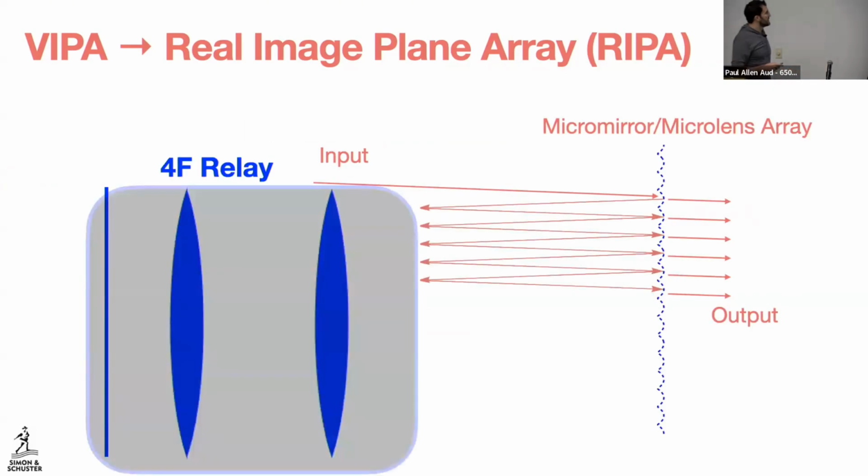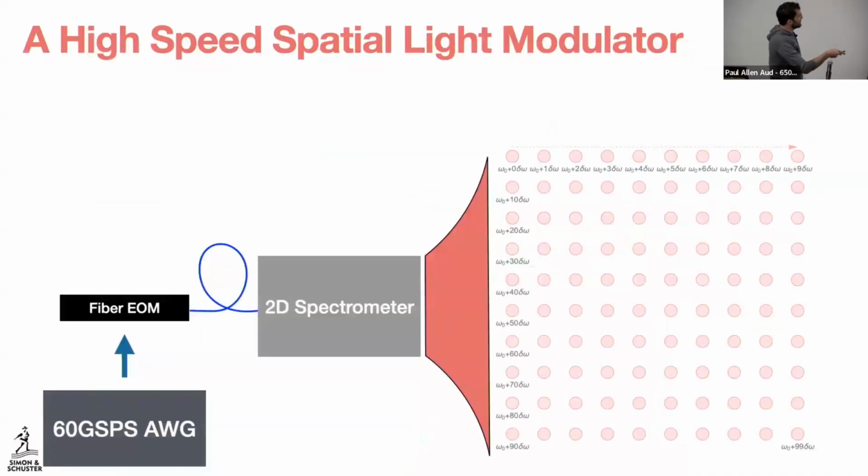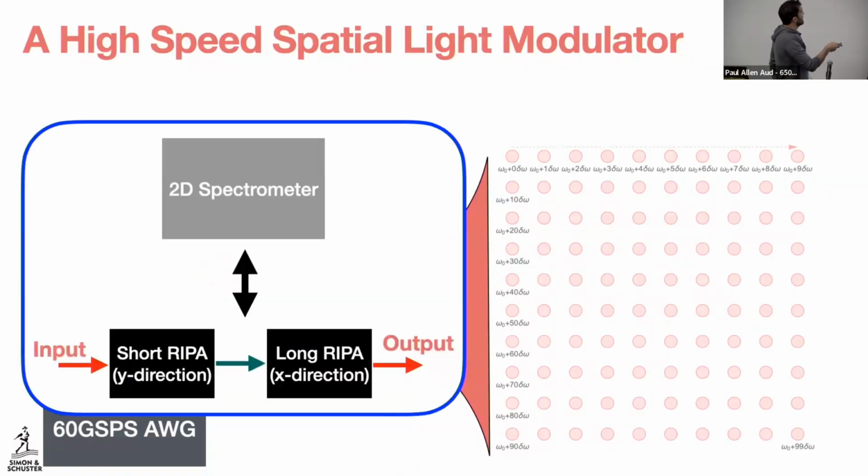And so this is just a 4F relay. Light goes here, goes there, comes right back. We're just getting ourselves more spectral resolution at the output. And so now going back to what we wanted at the front end, we need this 2D spectrometer. What is it? It is a short one of these real image plane arrays.